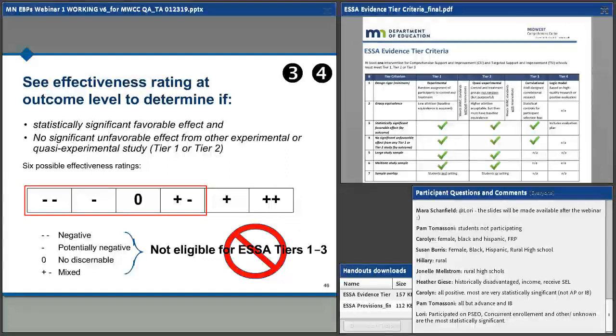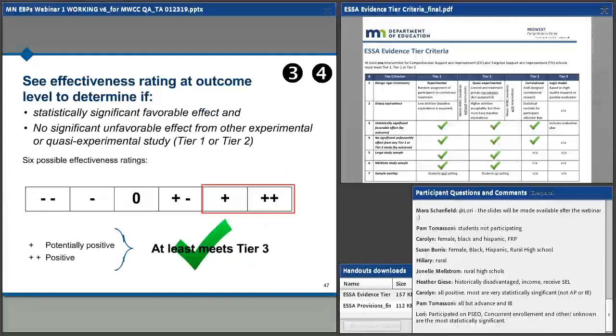The key here is that if any of the first 4 indicators of the band are selected, the intervention in question is not going to be eligible for ESSA tiers 1 to 3. Because that means either that negative significant effects have been found in all studies or have been found in some studies. Either way, what's important is that they have found some negative effects that override any positive effects.